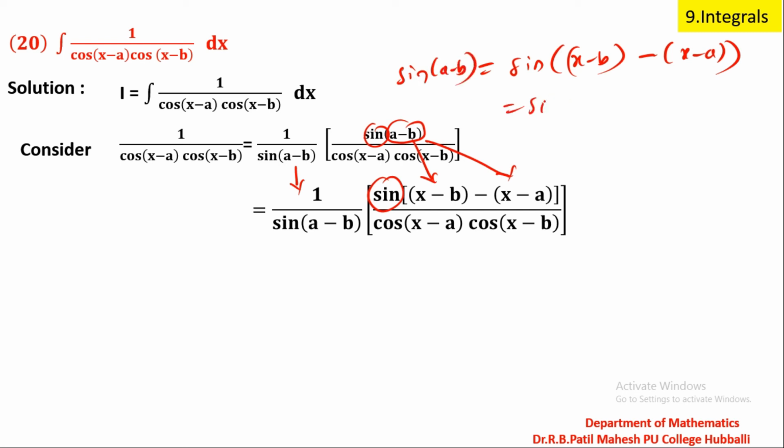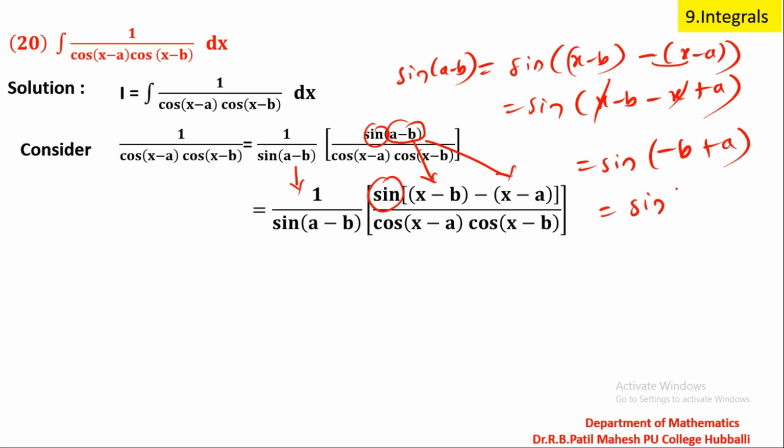Sin of x minus b, taking the minus x plus a. So x and x get cancelled here. What is the remaining? Minus b plus a. Can minus b plus a be written as a minus b? Yes. So I am writing sin of a minus b as sin of x minus b minus x minus a.